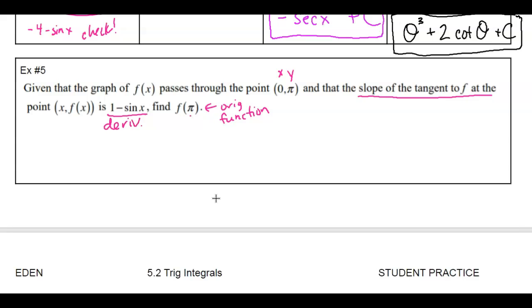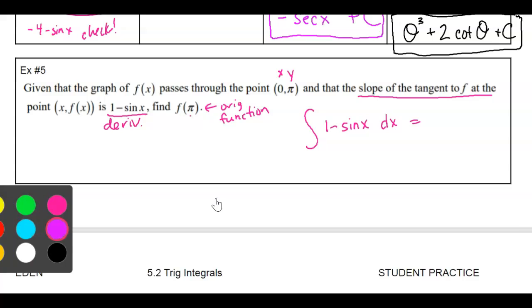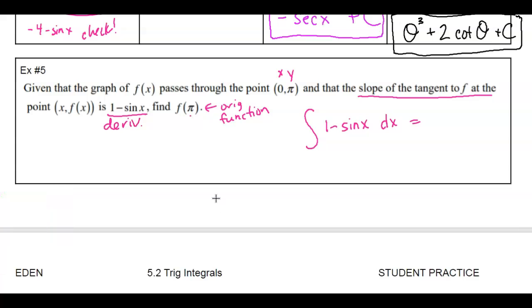So all I know is the derivative. So if I integrate the derivative, then I can get the original function. So, well, this would be with respect to x as the variable. So I'm going to integrate 1, which is x, because the derivative of x is 1. And then I'm going to integrate sine.